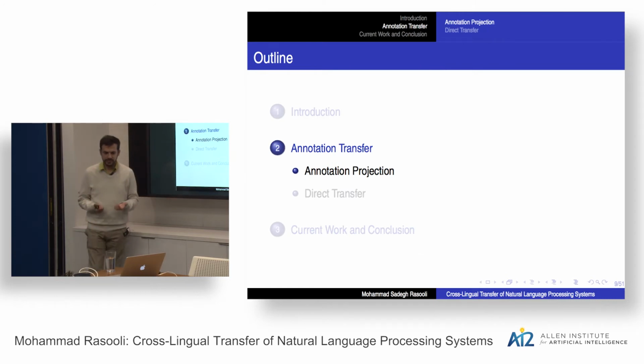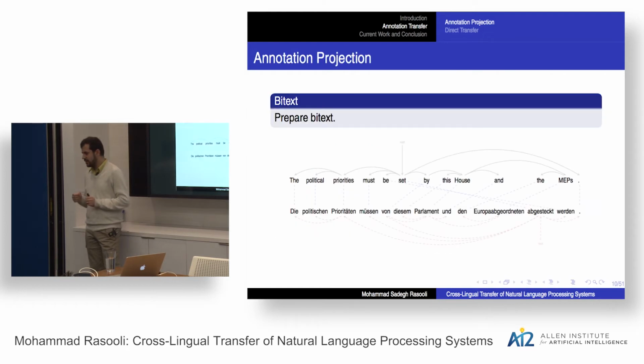And that's where my research started, to make use of annotation transfer in both methods and see how we can help reduce the need for manual annotation for NLP systems. So annotation projection is very intuitive. Here I just depicted two sentences. They are translations of each other. They're actual sentences from the European Parliament data.